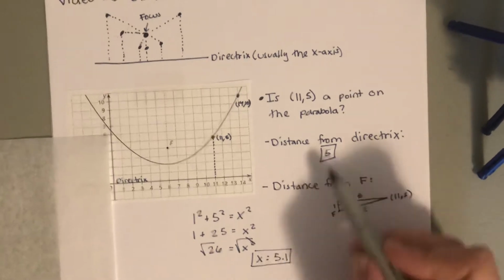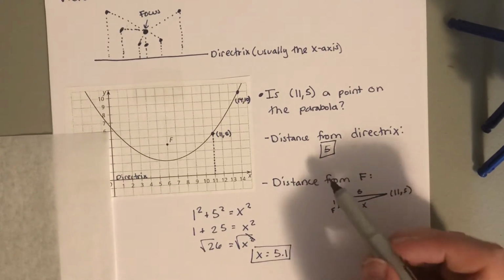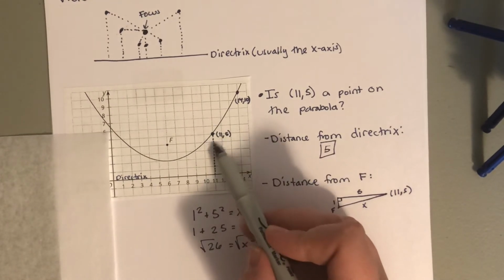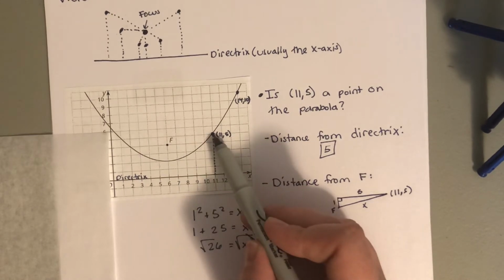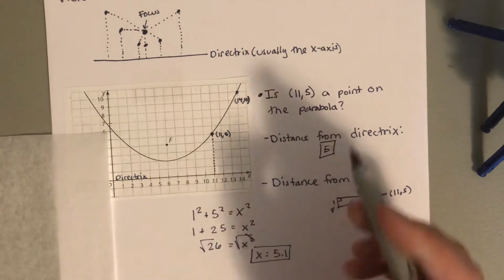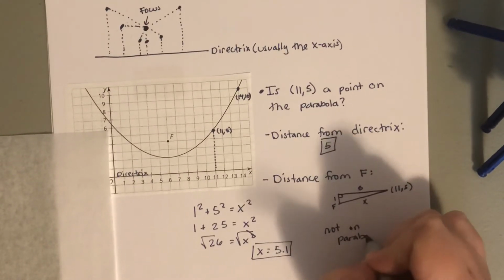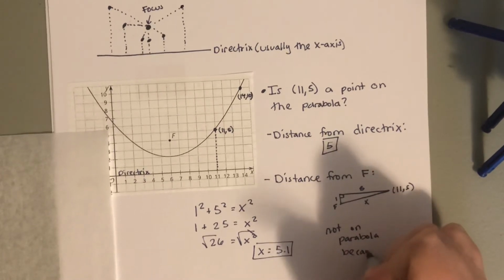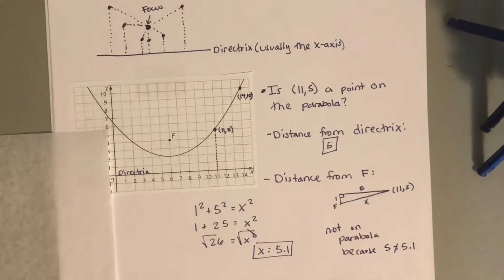Since 5.1 and 5 do not match, that means that they are not the same, which means that this point, if it's 5 to get to there and 5.1 to get to there, is not on the parabola, because points on the parabola have the same distance from the point to the line and the point to the focus. So, not on the parabola, because 5 does not equal 5.1.